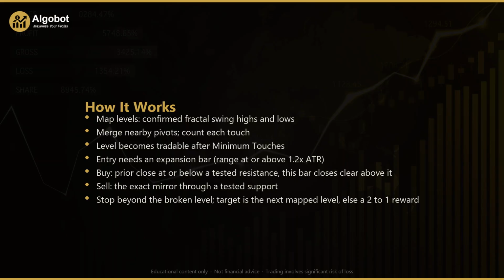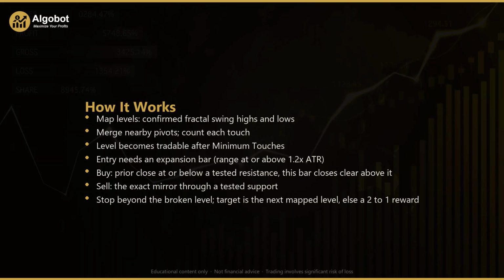Next come the entry conditions, and there are 2 gates. First, the strategy only holds one position at a time, so if a trade is already open, it simply waits. Second, the just closed bar must be an expansion bar. That means its range, from high to low, has to be at least the expansion multiple times the average true range. The default expansion multiple is 1.2, so the bar must be meaningfully larger than typical recent volatility. If the bar is quiet, nothing happens.